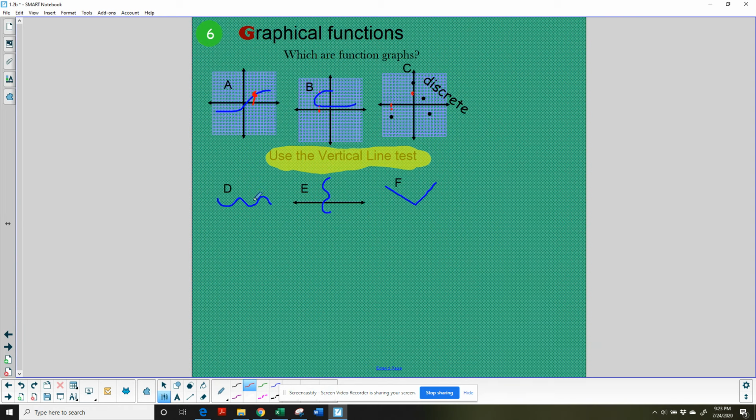So some people just go with a vertical line test and say, hey, I can run a line through that thing and hit more than one point, which, oh my goodness, you're going to hit 2, 3, 4 points here. That's not a function, but the rest of them are.